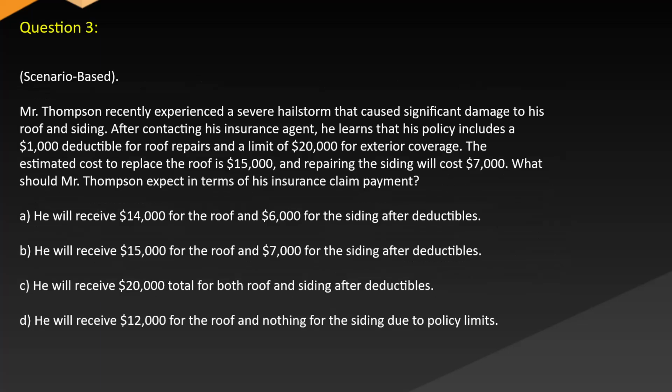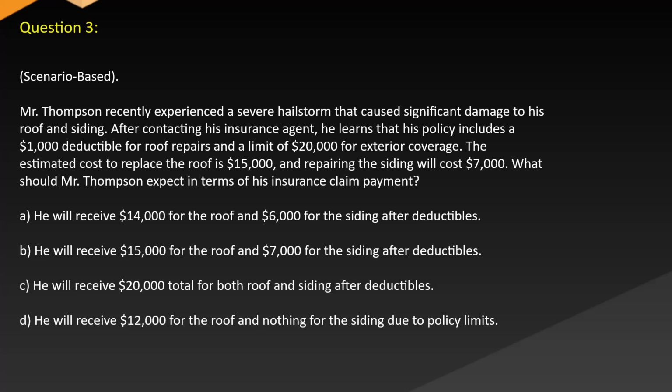Question 3, scenario-based. Mr. Thompson recently experienced a severe hailstorm that caused significant damage to his roof and siding. After contacting his insurance agent, he learns that his policy includes a $1,000 deductible for roof repairs and a limit of $20,000 for exterior coverage. The estimated cost to replace the roof is $15,000 and repairing the siding will cost $7,000.